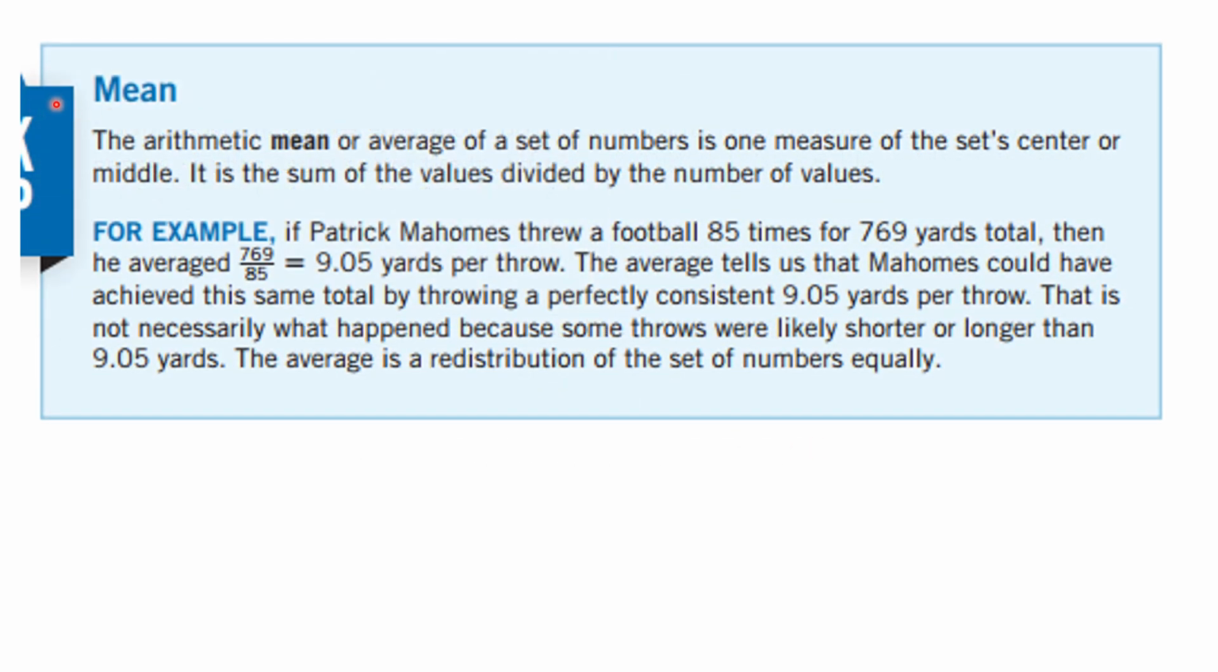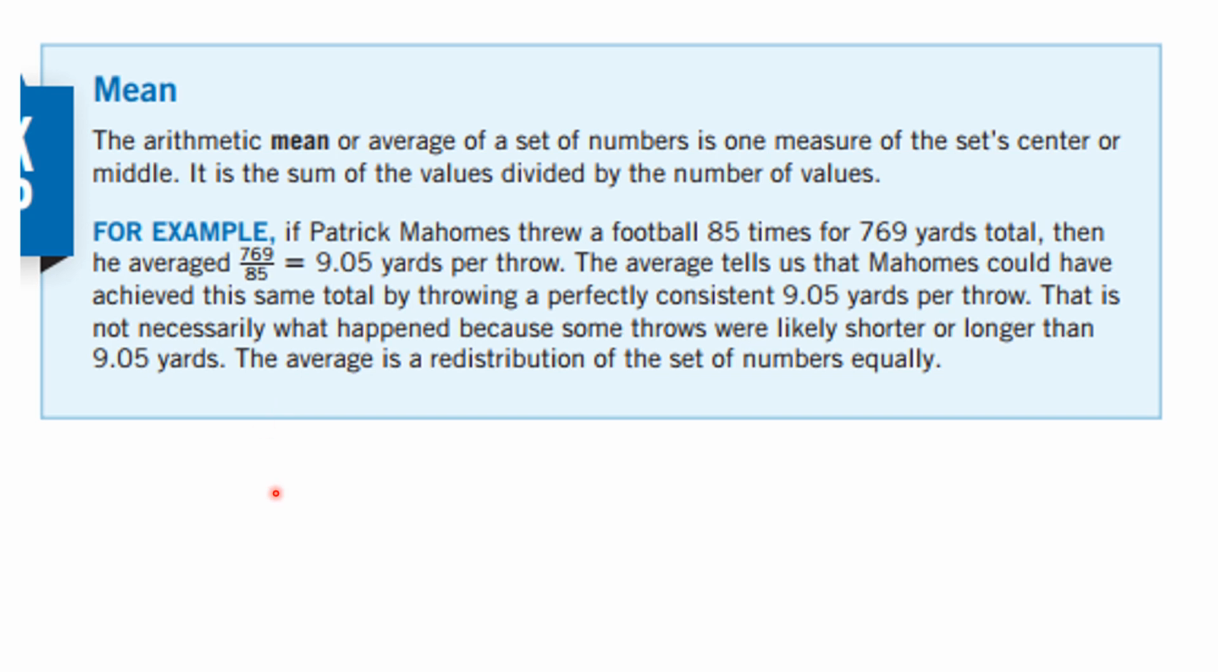So what we're talking about here is called the mean, the arithmetic mean, or average of a set of numbers, is one measure of a set's center or middle. It is the sum of the values divided by the number of values. We are going to talk about other measures of center in subsequent videos, in other videos in the statistics thread of this course. Let's look at another example.